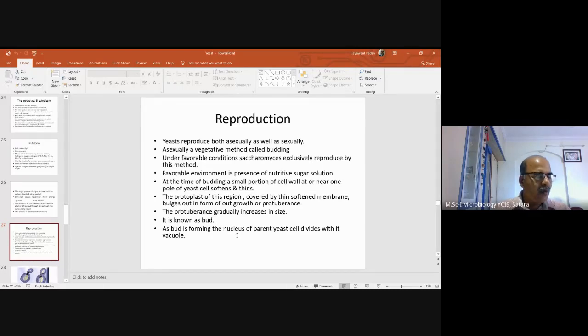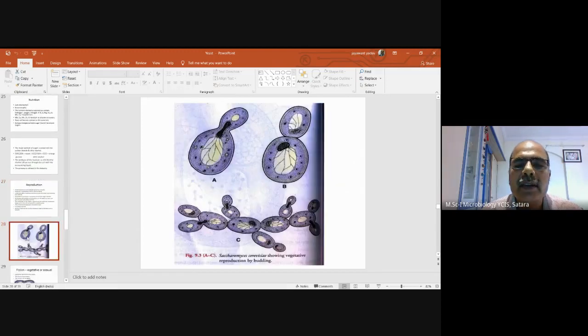Protuberance, that is a rounded part that sticks out from the surface, the softened membrane. Then this protuberance gradually increases in size. It is known as a bud, and as the bud is forming, the nucleus of the parent cell divides along with its vacuole. So schematically, you will find this diagrammatic representation of reproduction by budding.